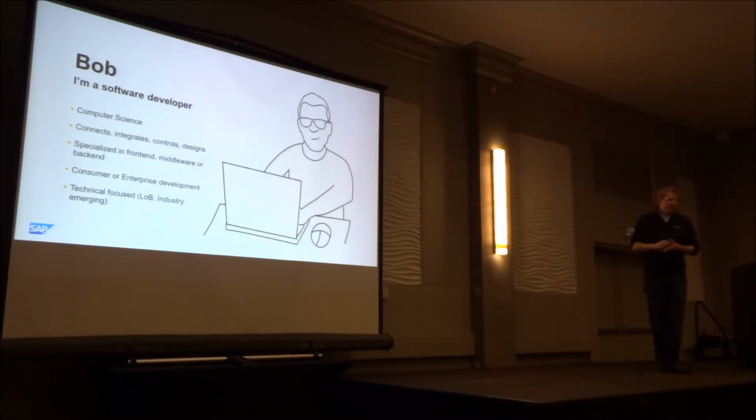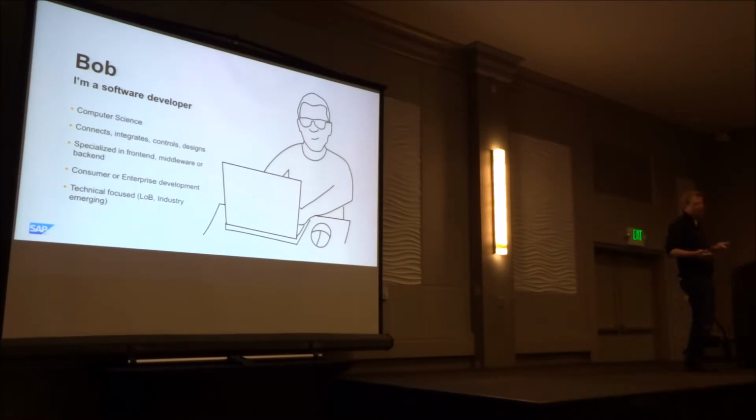Then we have the typical software developer. This is probably the person we know the most. That person hasn't changed too much. Regardless of whether you do middleware or mobile development, they're very similar. But they also have certain specializations. So in software, we know that you have the front-end developers, the middleware developers, and the back-end and integration developers.